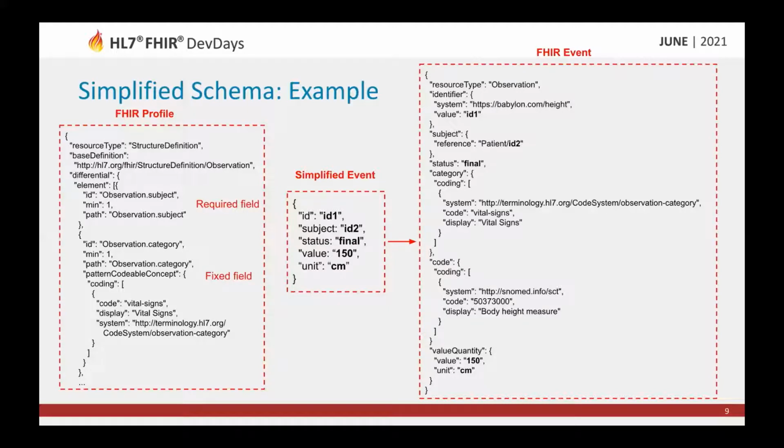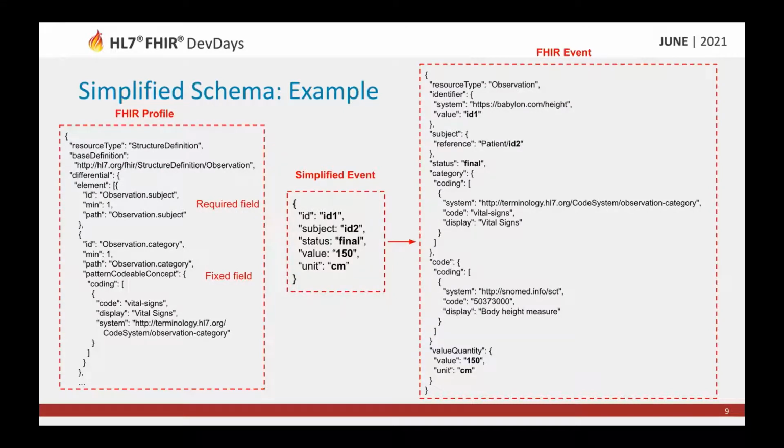I think an example is the best way to bring this idea to life. The aim here is to publish an event capturing a patient's height measurement. On the left here, we have part of a FHIR profile for the height measurement. Two of its differential elements can be seen here. The first is making the subject field required, and the second is setting a pattern for the observation category field.